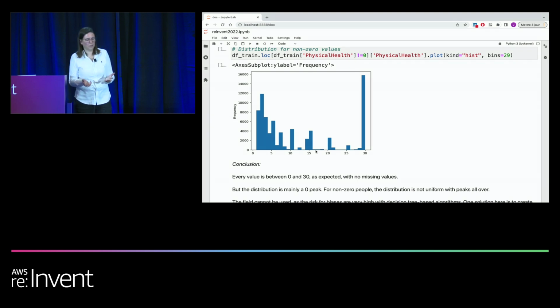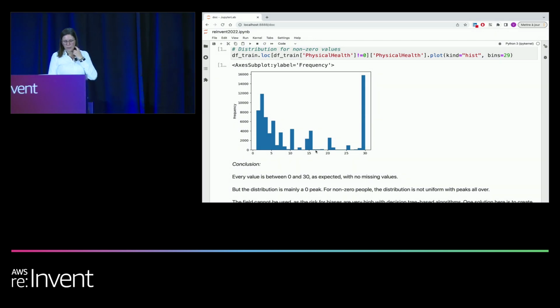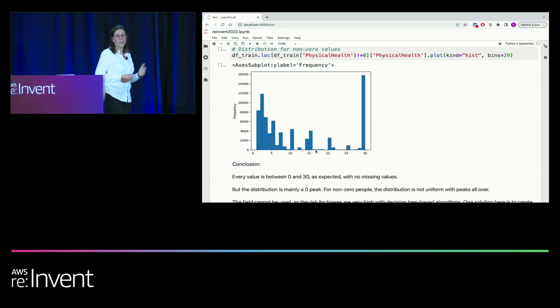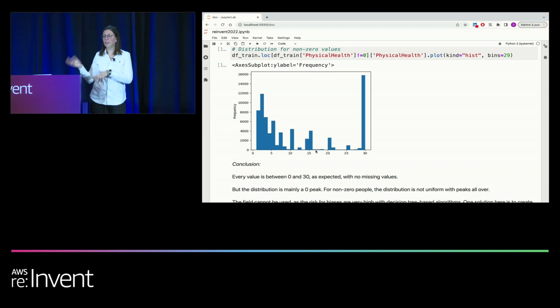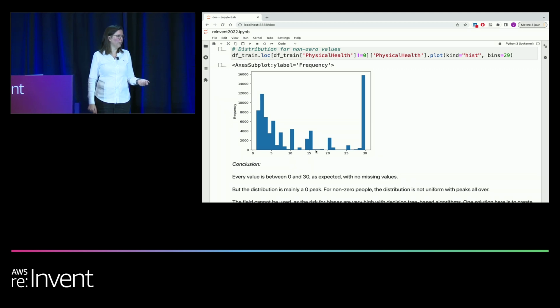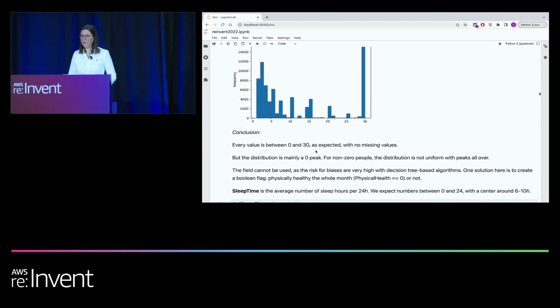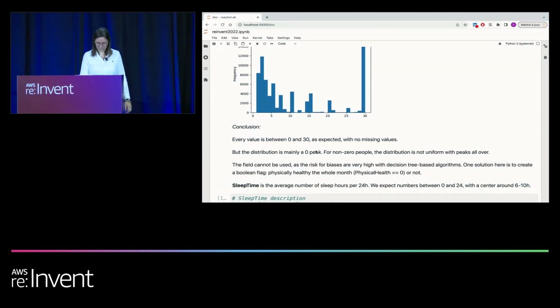It will be biased. And so what you can do here is just to create a flag saying if it is 0 or if it is non-zero. You will lose a bit of information, but you will be able to use this feature. It's better than to just delete it. You have the same with the mental health.